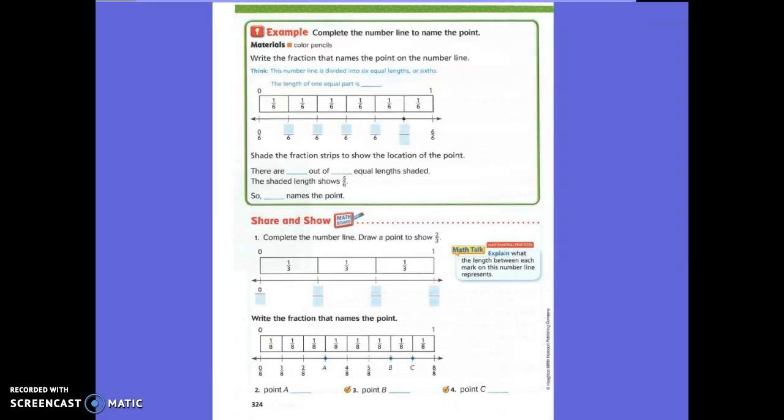Okay? This number line is divided into 6 equal lengths, or sixths. The length of one part is, if it's just 1, how much is that? 4. No, 1 part. Oh. 1 part of the 6.